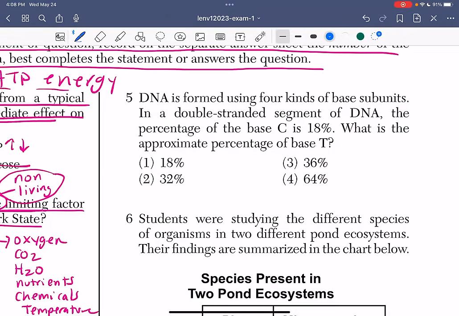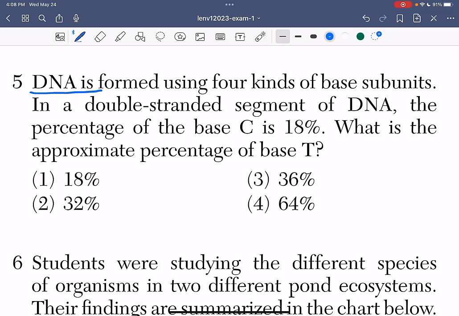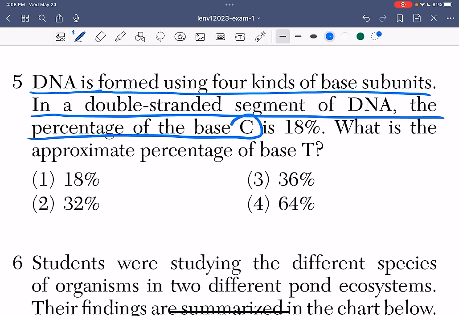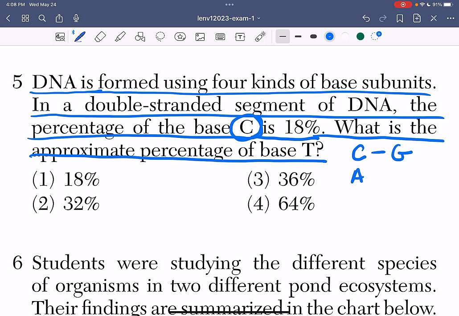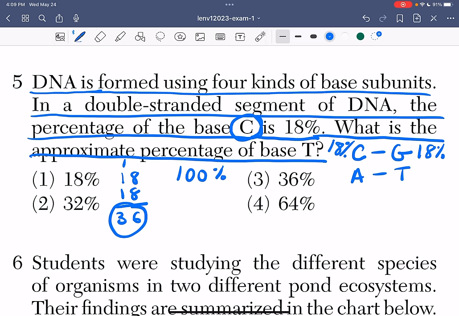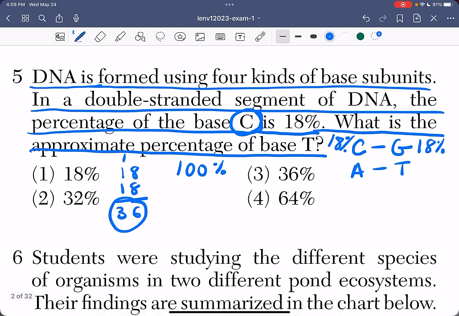Let's take a look at number five. The DNA is formed using four kinds of base subunits. In a double-stranded segment of DNA, the percentage of the base C is 18%. What is the approximate percentage of base T? So we know that C goes with G and A goes with T. Okay, no problem. You should have a calculator. But anyways, if C is 18%, then G should be 18%. And 18 plus 18 is 36. Okay. So now let's take 100 because we want to see how much we have left of 100% if we take away 36. So this will be 64.